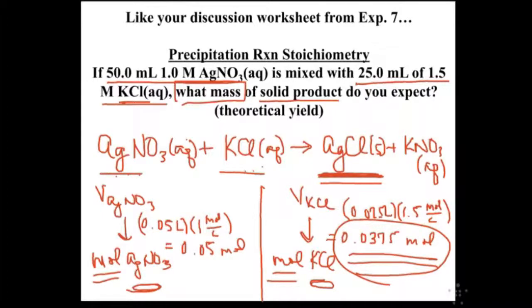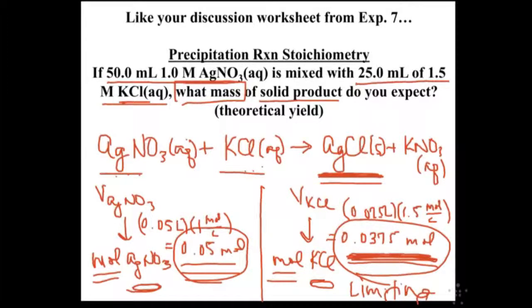Once that's all used up, I can't make any more of my product, so I can't even use up all of this silver nitrate over here. So this is my limiting reactant. And so now I can go from that and figure out how many moles of product I'm going to get. So let me erase what I've written already, and we'll go back and figure out how many moles of silver chloride I get from this.